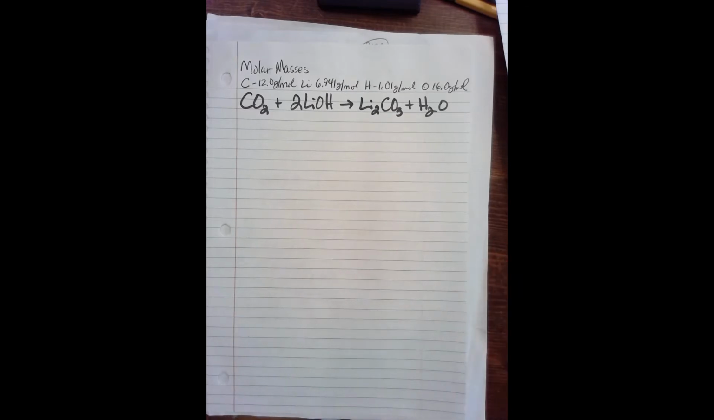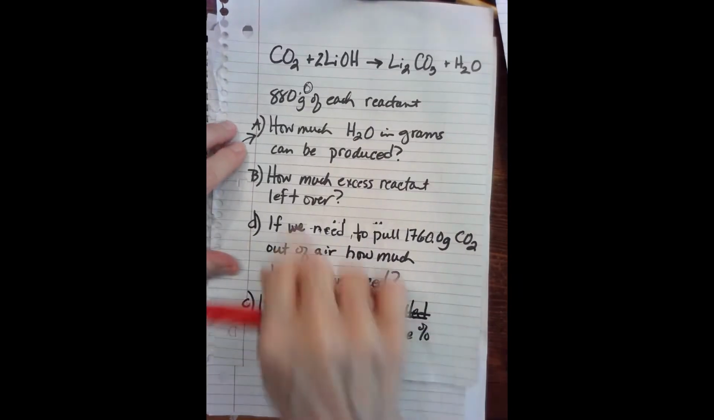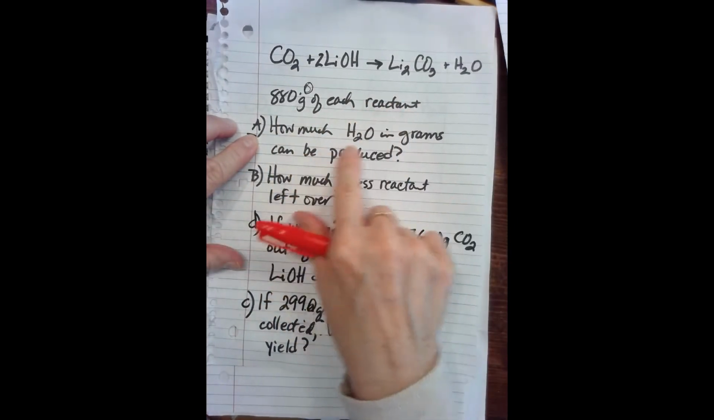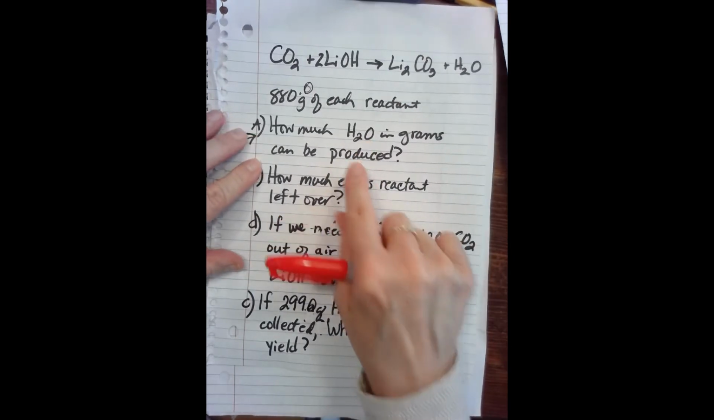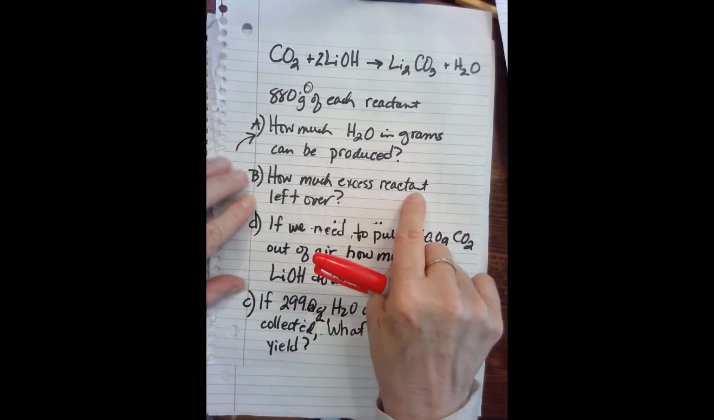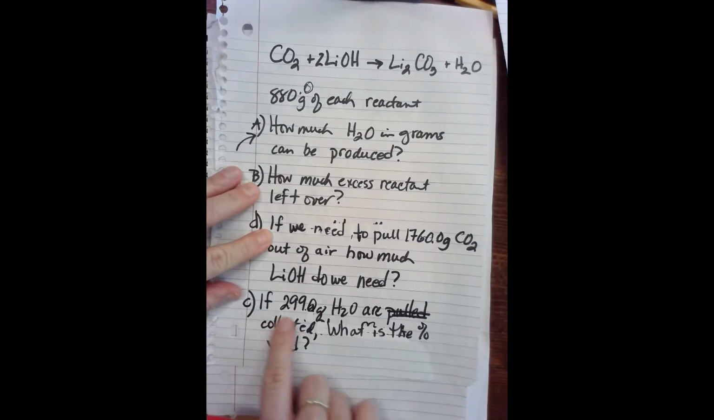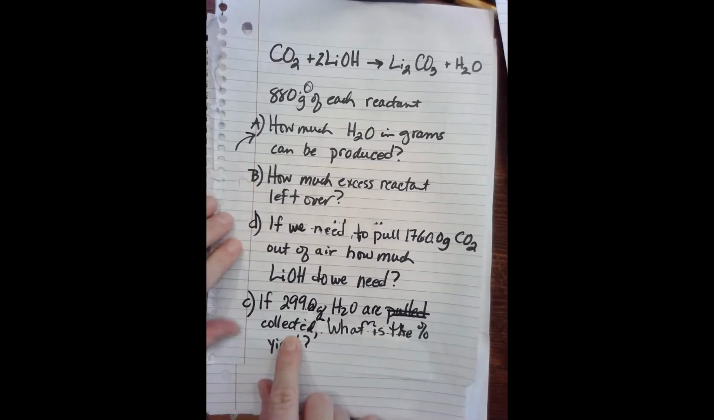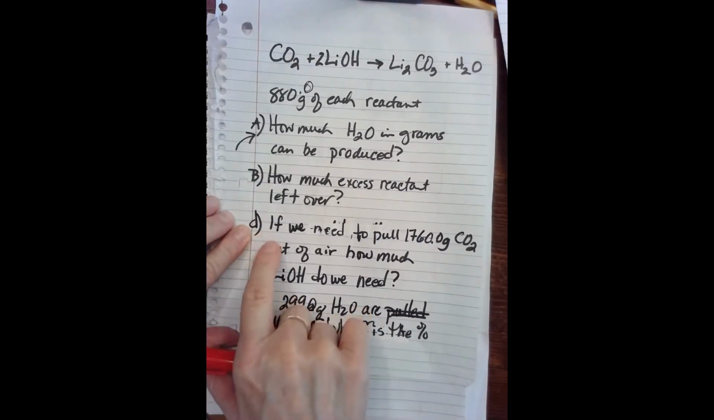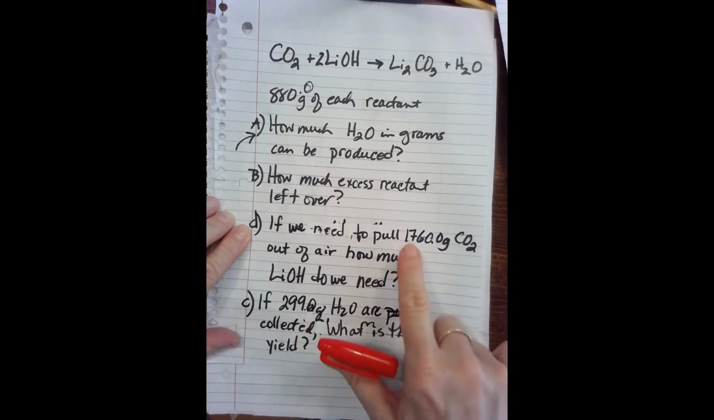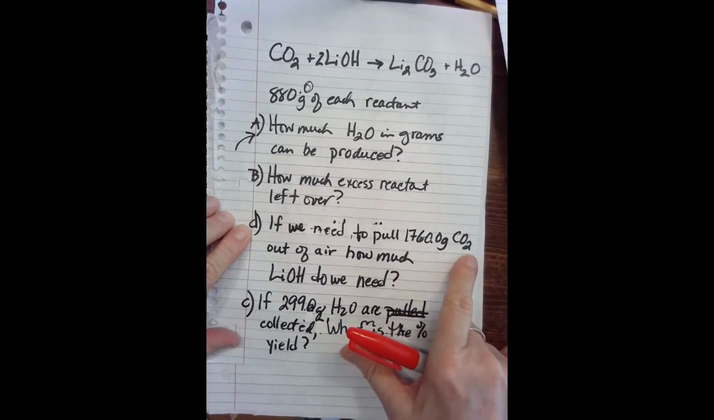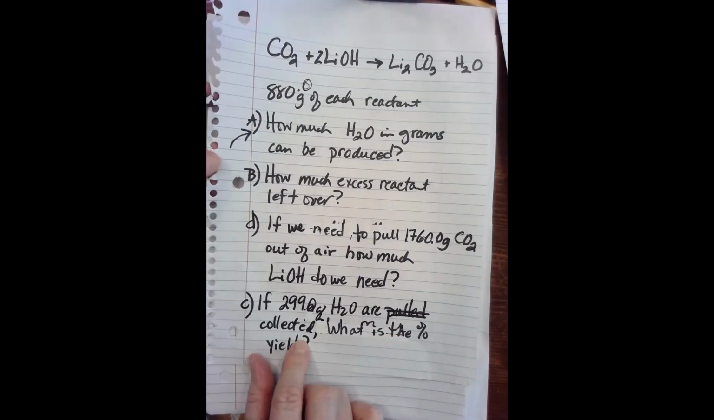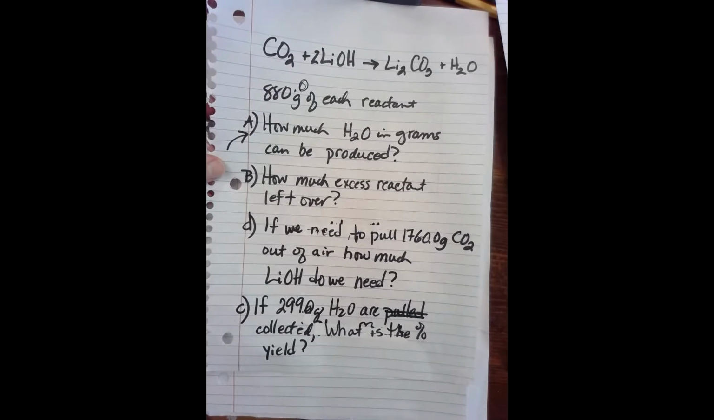So the questions that we have for us here, we've got four questions. If we have 880 grams of each reactant, how much water in grams can be produced? How much excess reactant is left over? The third question, if we produce 299 grams of water, what's the percent yield? And then the fourth question, so I wrote these out of order, apologize, is if we need to pull 1,760 grams of carbon dioxide out of the air, how much lithium hydroxide would we need in order to do that? Okay, so let's take a look at these questions step by step.